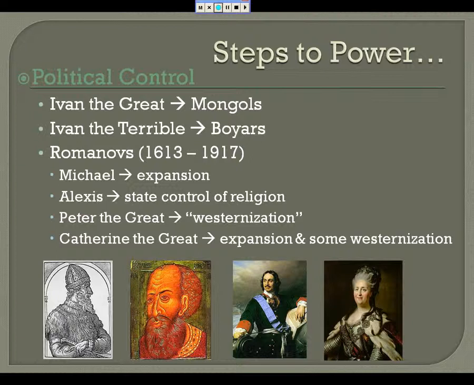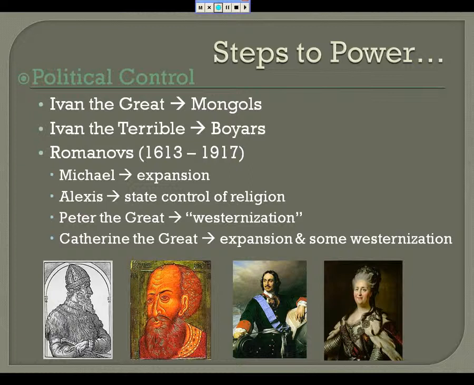And so in this Romanov line, you really don't need to know the first two. Michael Romanov continues the expansion, but he doesn't really do anything memorable. His son, Alexei, or Alexis, if we want to Americanize it, it would actually be pronounced Alexei, which isn't a girly name. He really emphasizes the government's control over the church. But again, don't really need to know that. The two you need to know are the last two pictures on the bottom. Peter the Great and Catherine the Great.